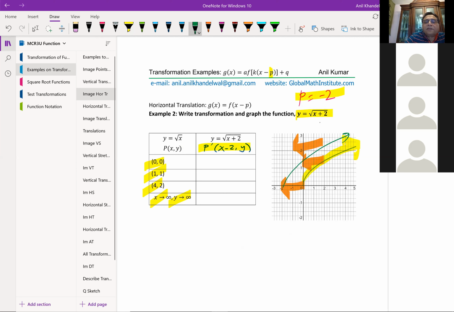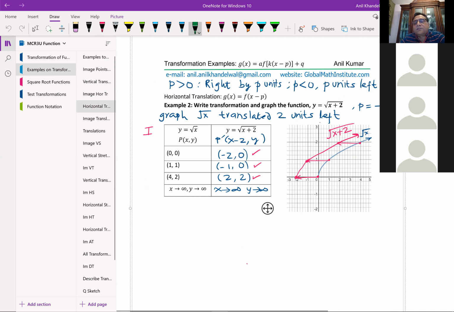Well, take your time to fill up these values, and of course, what will happen? The X values this time will change, but the Y value will remain same, correct? So the X values will become -2. I mean, you have to add -2. The Y value will remain same. Fill this up, sketch, and that is how you may see the values and the graph, correct?